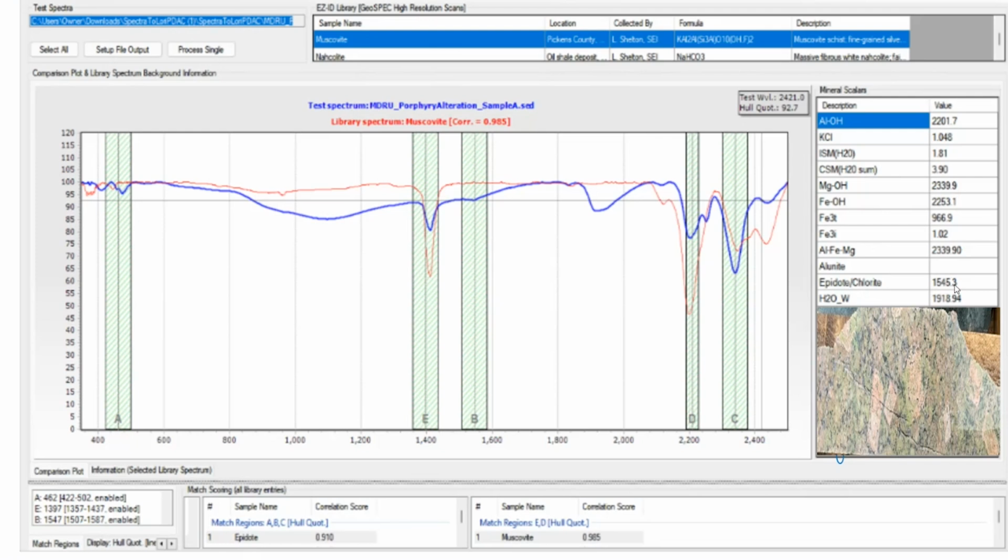And you have to remember that it is important to be able to identify this in these potassically altered samples, because the epidote here in a potassic setting is going to be much different than what you'd get in a sodic or a propylitic setting.